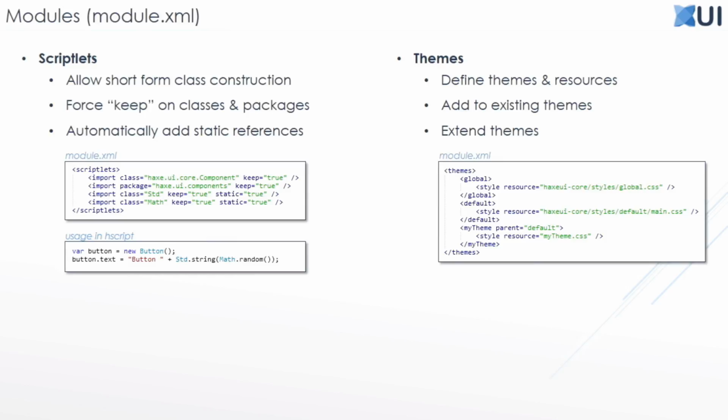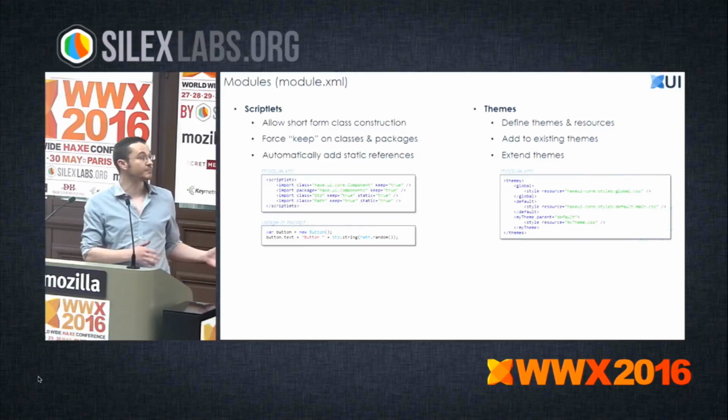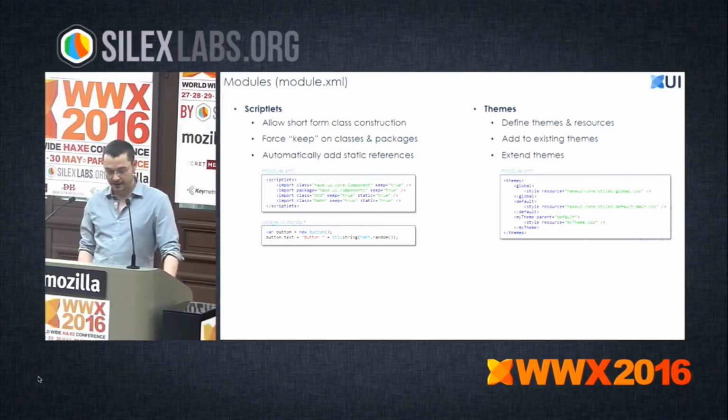But it doesn't have to be math or standard. I mean, it can be the animation manager, it can be HaxeUI classes, it can be your classes, it can be any helper classes that you want to be exposed to the script by default.